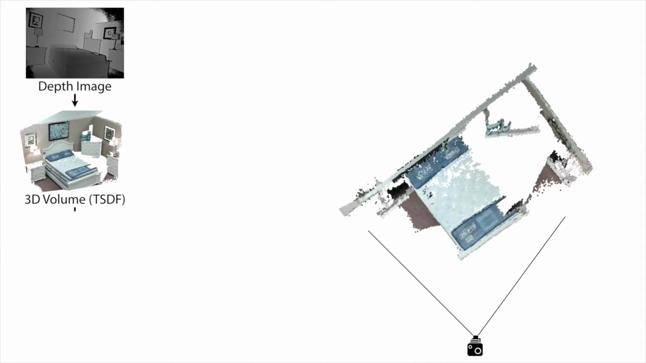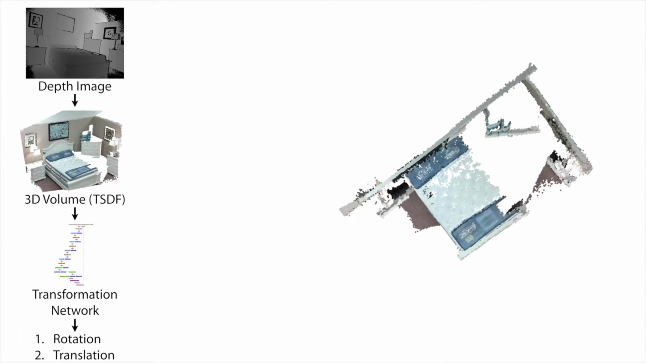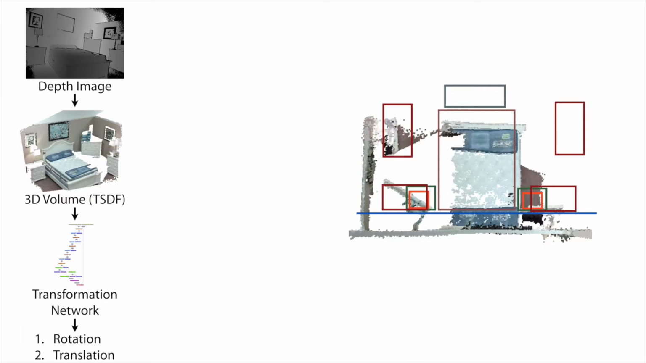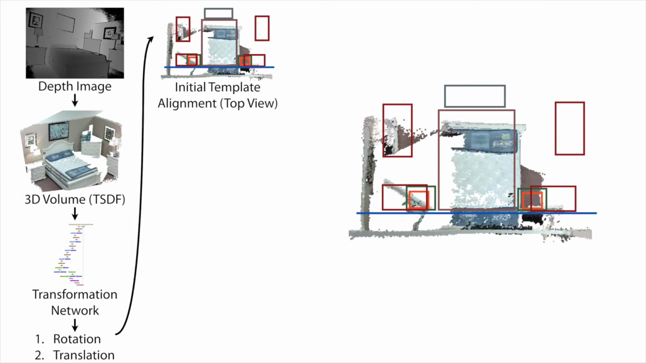To perform the scene understanding, we first convert the depth image to a 3D volumetric representation, and then feed it into a transformation network, which tells us a rigid transformation containing a rotation and translation that aligns the given scene with a predefined scene template. The right-hand half shows the top view of the point cloud. We can see that the initial alignment is good but not perfect due to the diversity of furniture arrangements.